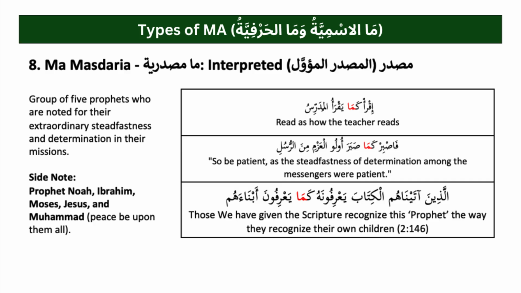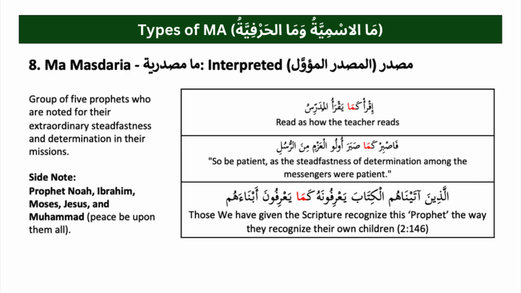The first example is Iqra kama yaqra'ul mudarris. Read as the teacher reads. Here ma is not asking a question and not referring to a noun. Rather, it gives the meaning of the way or the manner of reading. So the phrase after it is understood like a verbal noun in meaning.